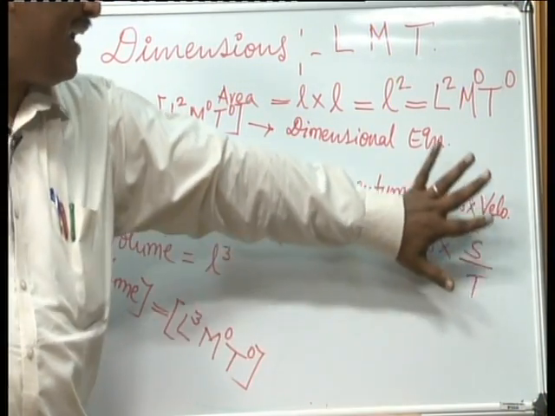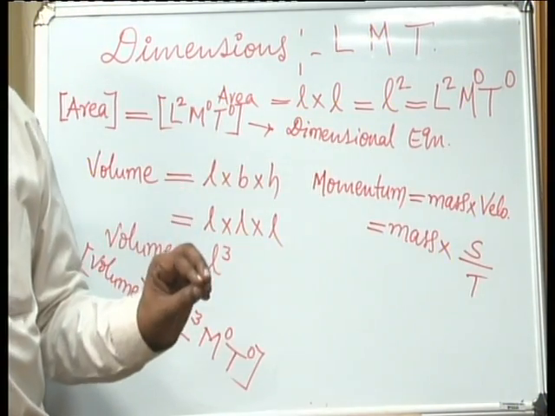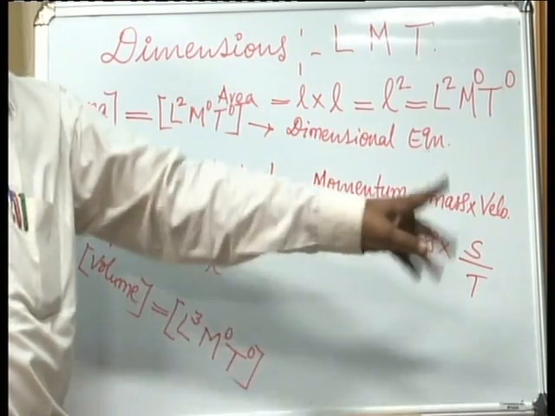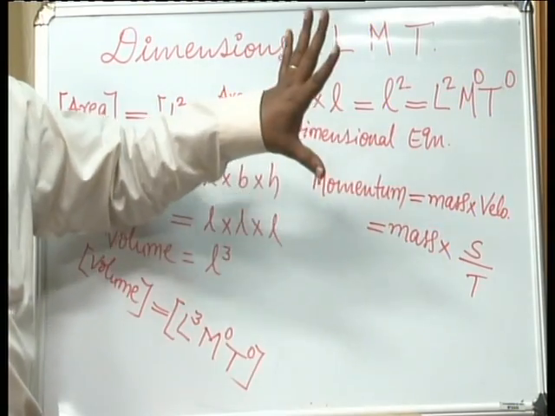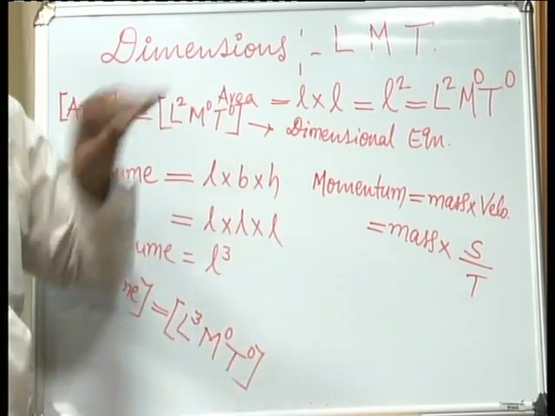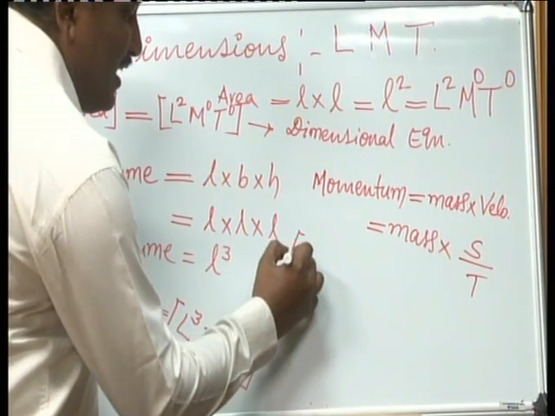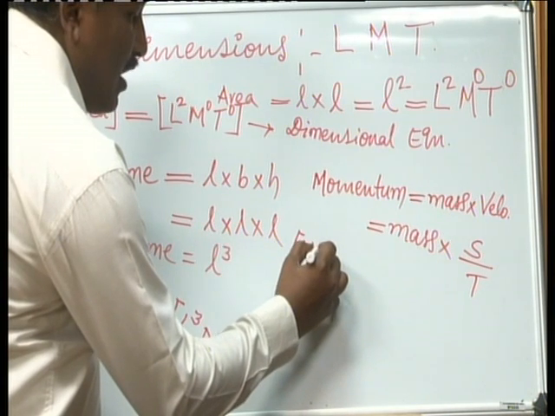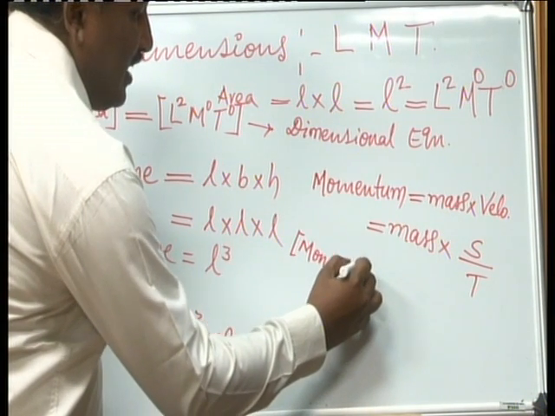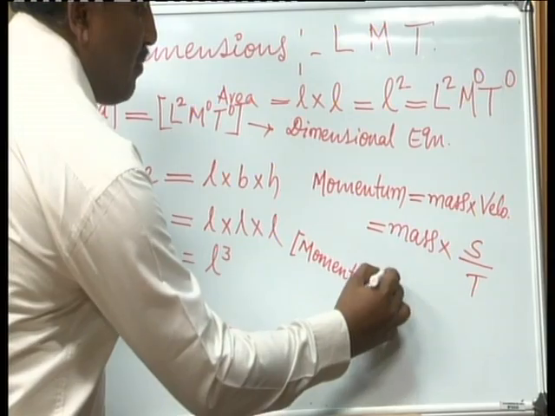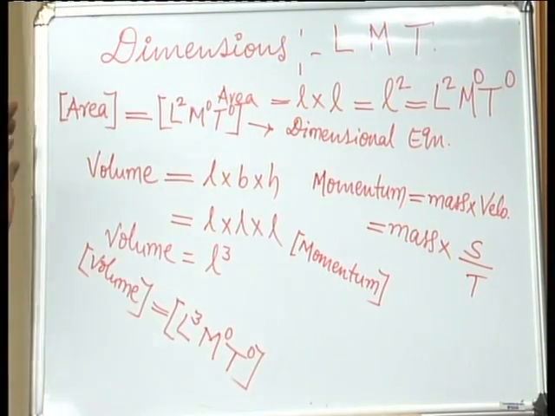So, now the right hand side is in the form of fundamental quantities. Now it is very easy to write the dimensional equation of the momentum. Put the momentum inside a square bracket. Now you can read this as the dimensional equation of momentum.